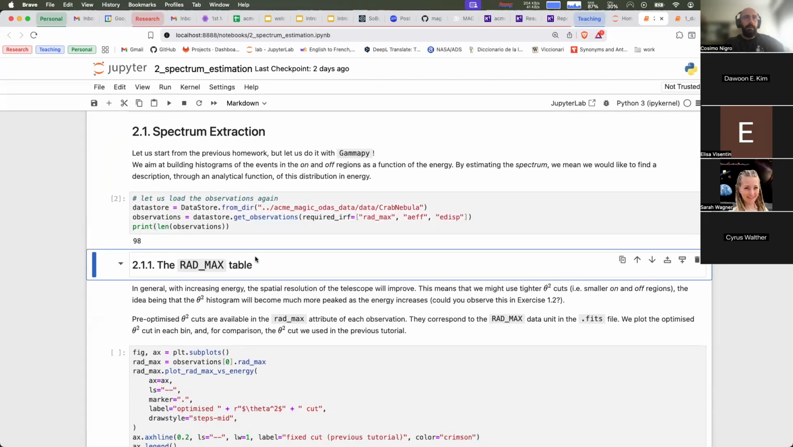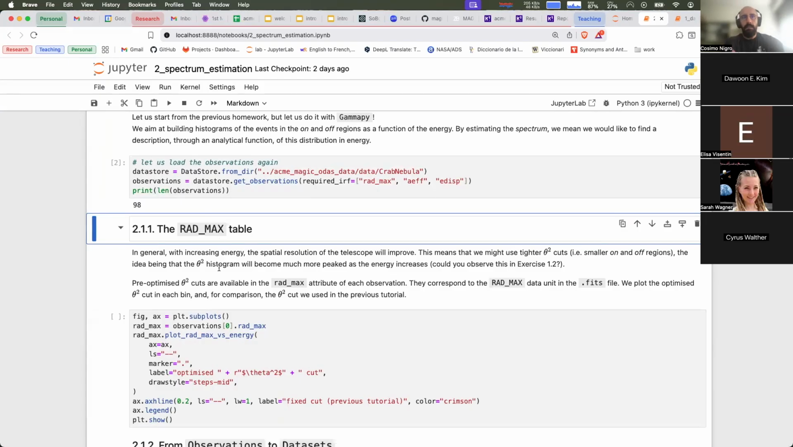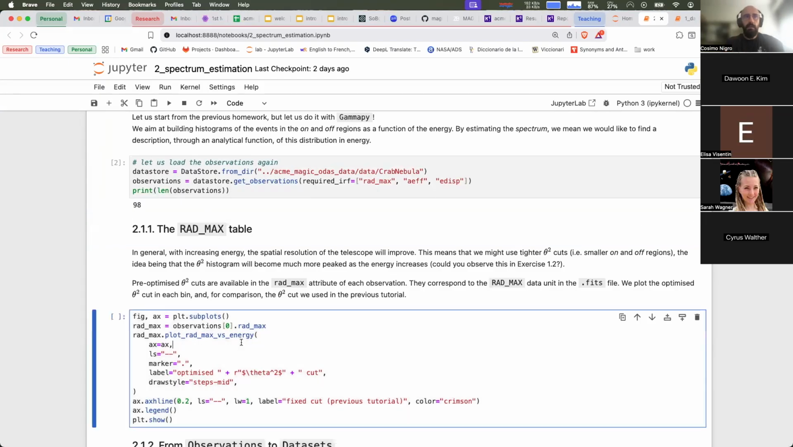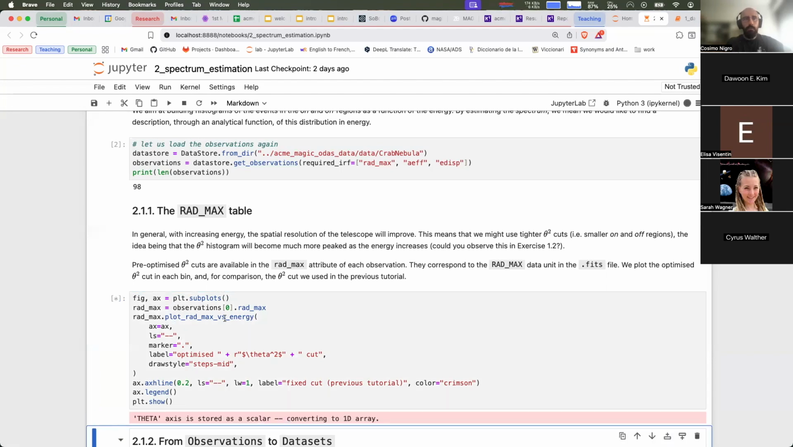and then let's reconnect to a question that Sarah made: how is the size of the on region determined? And I already gave an answer, right? In this case, what we can do is provide with the file the optimal size of the on region. If we know that we are going to perform an analysis like the one that we just performed using on and off regions, we can tune the size of the regions as a function of the energy. Why would we do that?